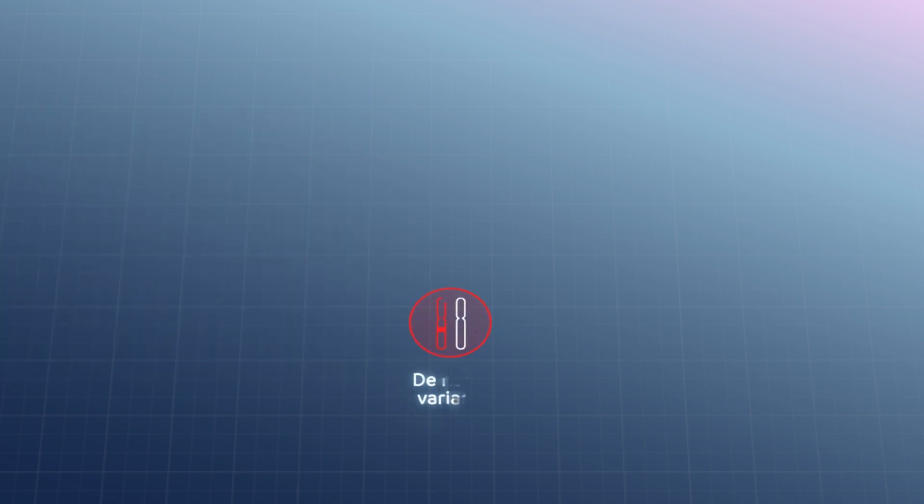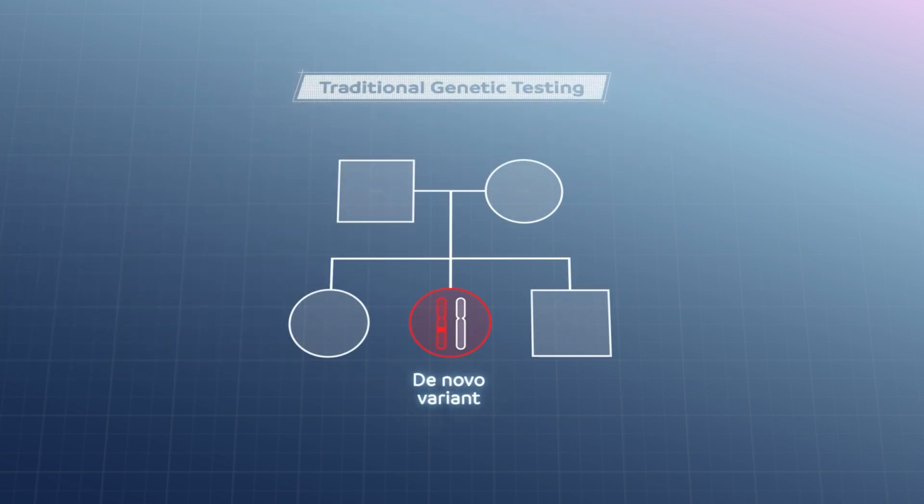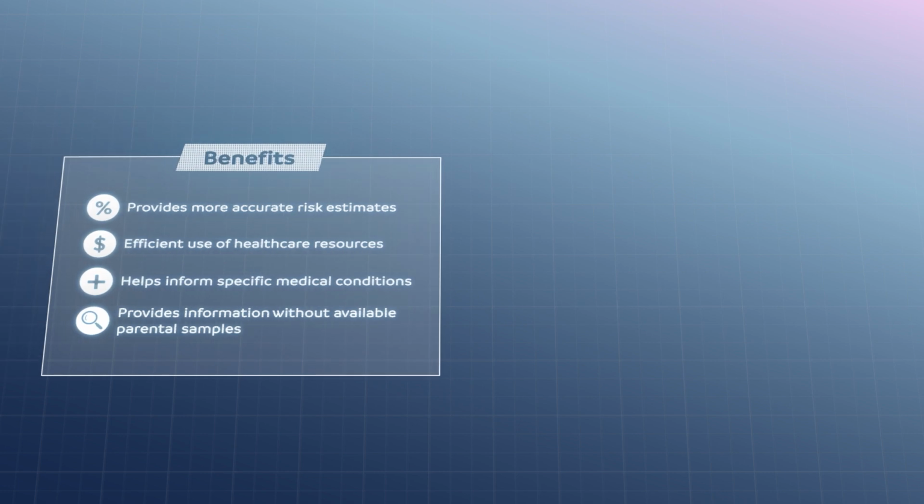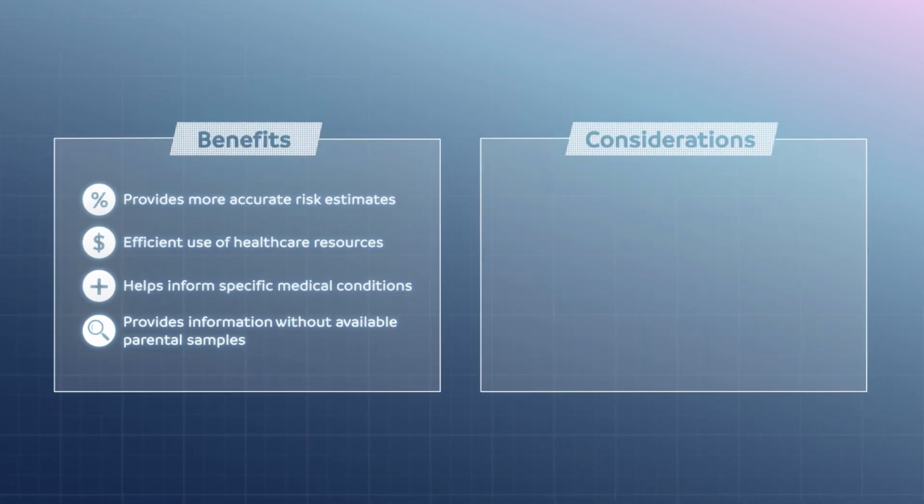When a variant appears de novo, and traditional testing shows no variant in parental blood, parent of origin can still indicate which parent is more likely to carry the variant. This can point to gonadal mosaicism, where the variant is present in some, but not all, reproductive cells, offering critical information for reproductive decision-making. Like any new genomic tool, parent of origin testing introduces new considerations.